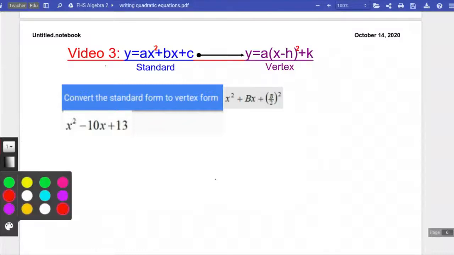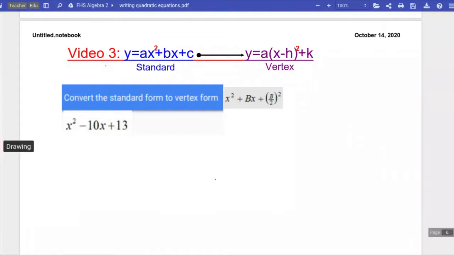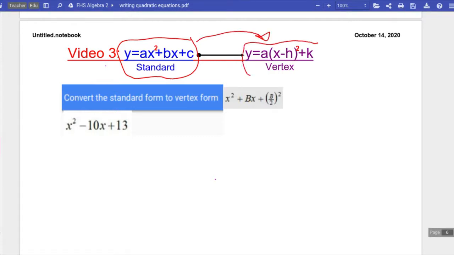Video number 3 is as simple as you think it is. It's not difficult. You got this. So what we're going to do here is go from standard form to vertex form. All right, this is what you do.